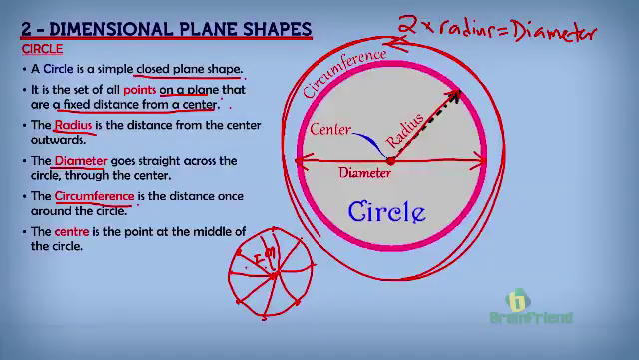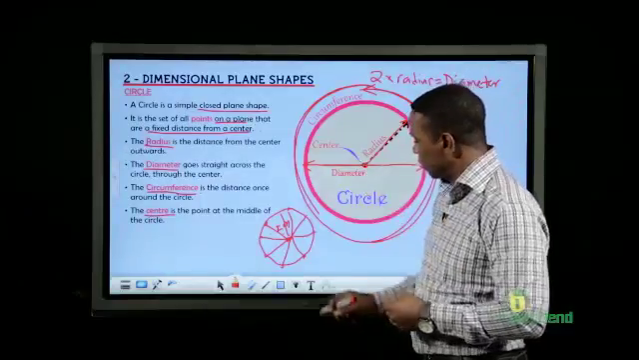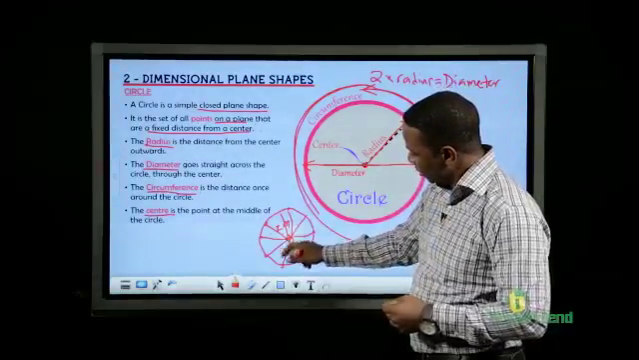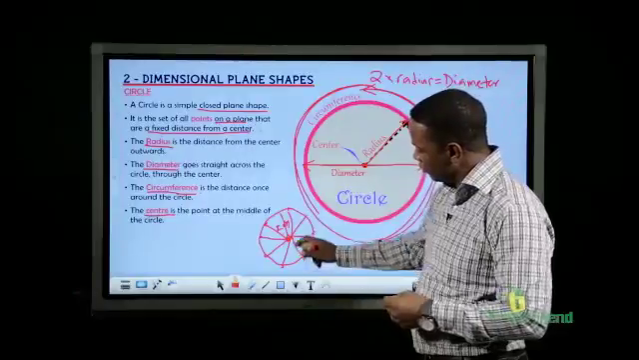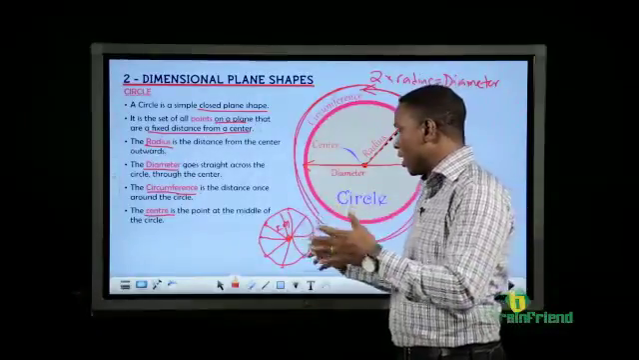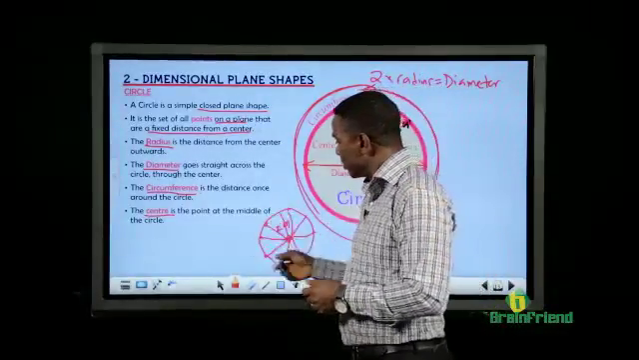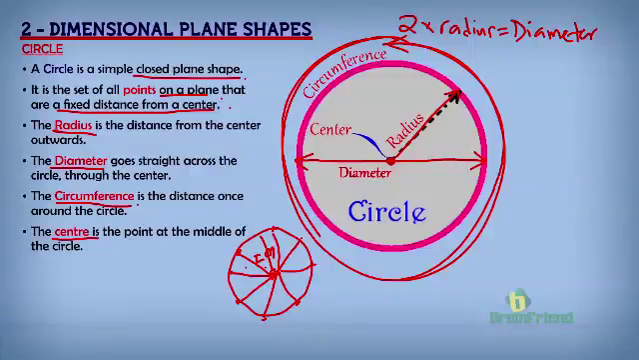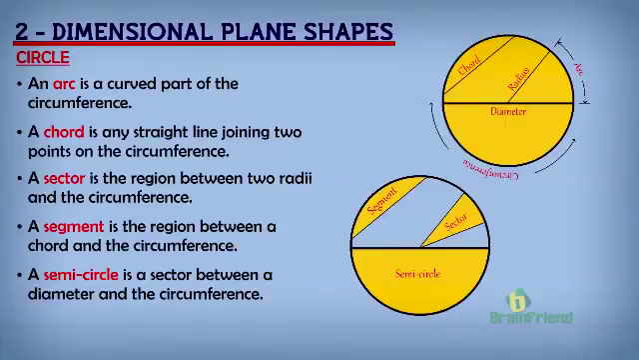That is the circumference. Now, the center of our circle, we've already learned, is the very middle of the circle. This is our center from the example we drew. From the center, we measured out our radius to get the circle. There are also other concepts that we need to know about the circle.